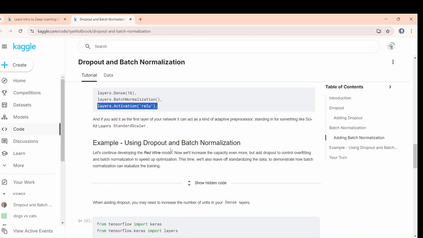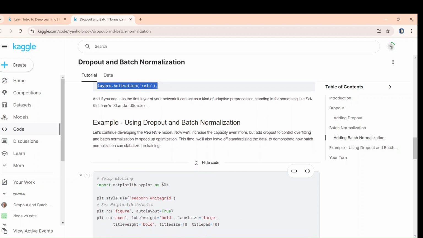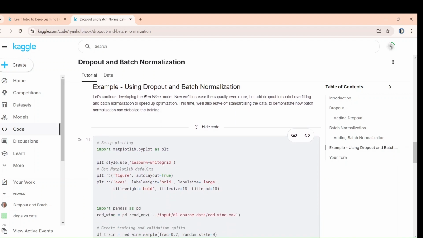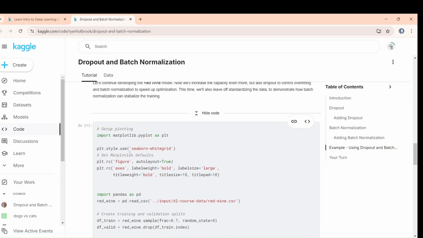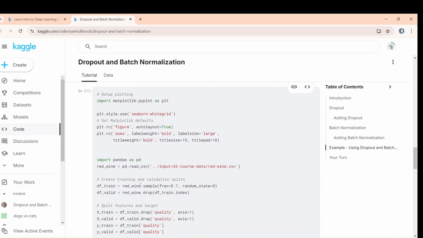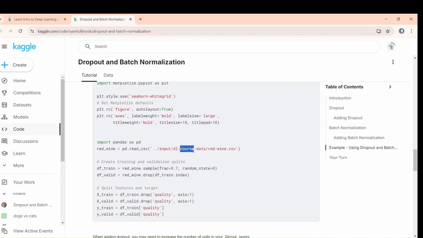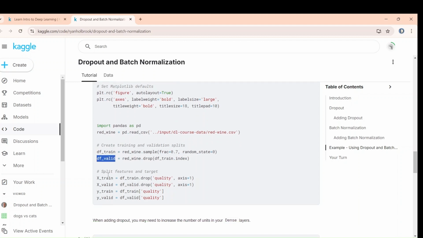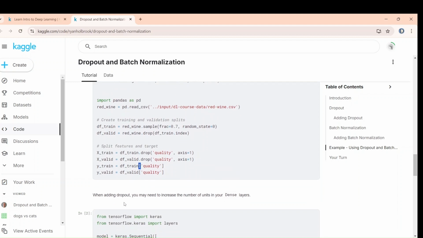Now an example: using dropout and batch normalization, they have developed a red wine model. Now we will increase the capacity even more, but add dropout to control overfitting and batch normalization to speed up optimization. Just go through the code. Matplotlib is imported, plt.style.use, and pandas. This is the dataset, the training and validation data. Split the data into y_train and y_valid; everything is set.